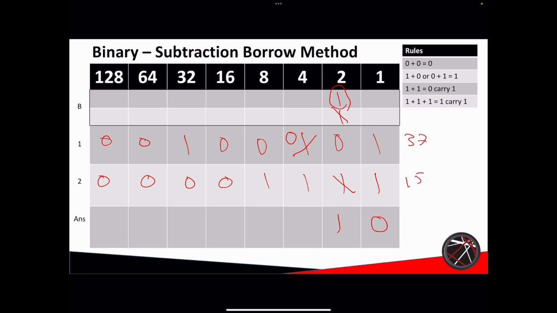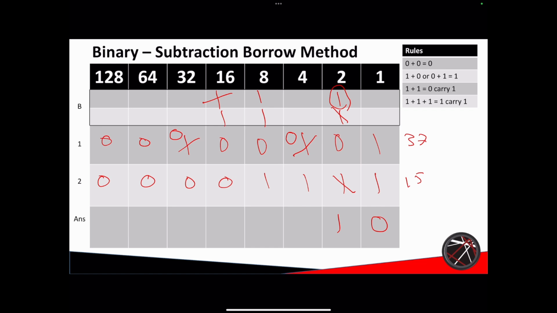I try again. I've got 1 now from nothing. I can't do that. I need to borrow it. But I've got a problem because the next one is a 0, so I can't borrow from that. The next one along is also a 0. I can't borrow from that either. So I now need to borrow from the one that's in the 32 column. Okay, so I'm going to do that, turn that into a 0, and then I bring 2 across. Because I need to borrow from this column as well, I need to get rid of one of those so I can borrow.